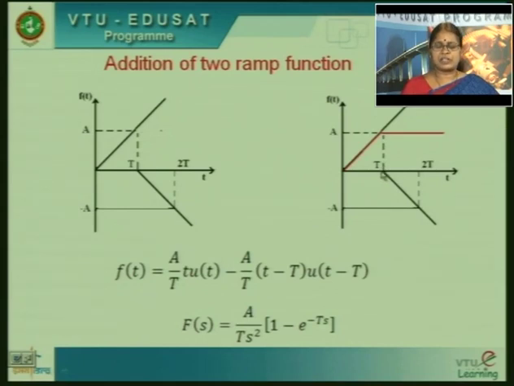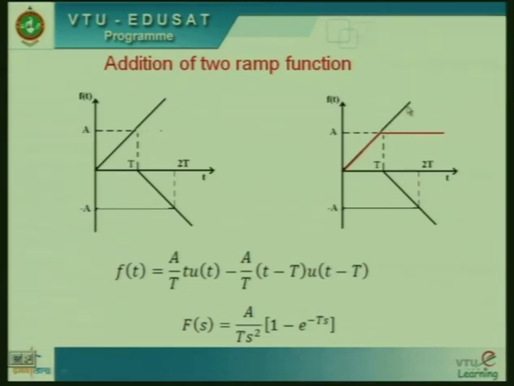At this instant, when time t is equal to capital T, the value of the first function is a, whereas the value of the second function is 0. So, the resultant is a. Hereafter, if you see the value of this function, this becomes a plus x, this becomes just x. If at this instant of time, at this point, the value of this function is a plus x, this function value will be minus x. So, if I add these two together, the resultant value will be a.